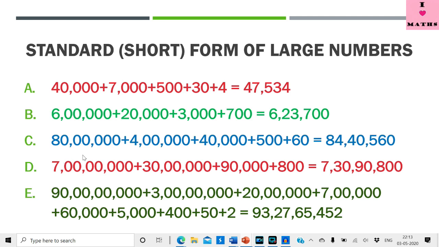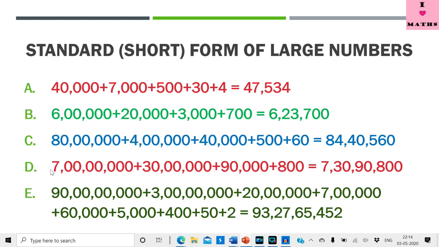Okay, 2 more numbers. Okay, let me read the number. 7 crore plus 30 lakh plus 90,000 plus 800. Now, if you try and add these 4 numbers, you will get this answer. 7 crore 30 lakh 90,800. Also, you can write this number without adding.